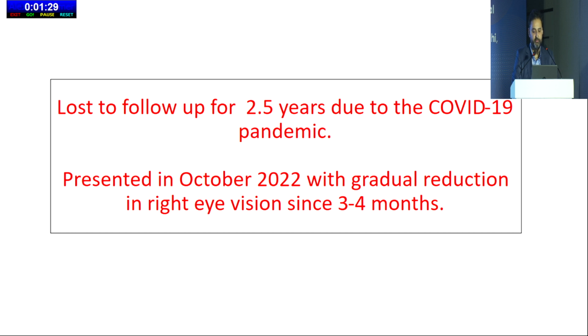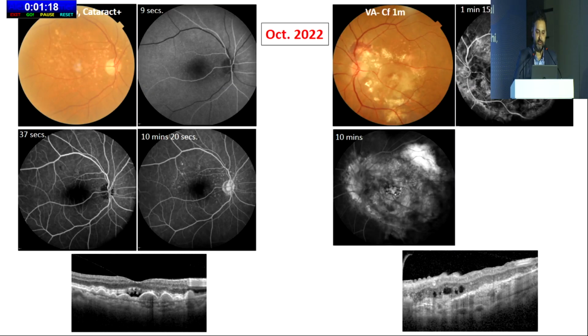COVID hit us, 2.5 years follow-up, COVID-19 pandemic. Now she came recently, October 22, and she said she has gradual vision reduction in the right eye, which is her only seeing eye, for 3 to 4 months. She had a cataract, 6/18 vision, and we could not do the ICG at that time, just the FA. The FA showed nothing, staining of the drusen, some subretinal fluid.